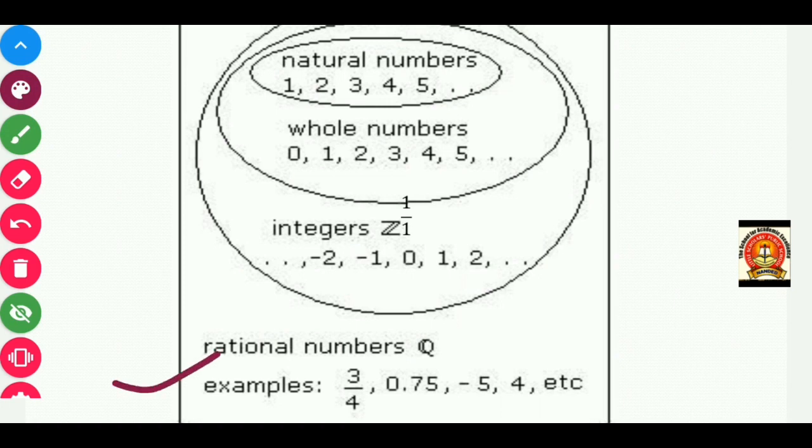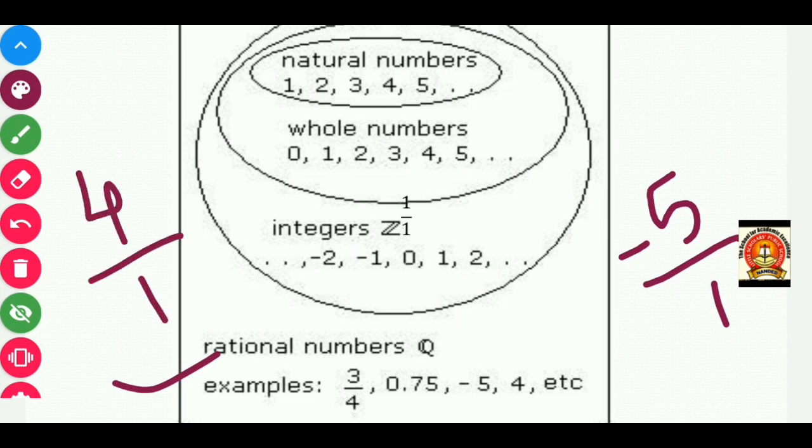You can present rational numbers in the form of decimals also. Like here, the example 3 by 4 is there, 0.75 which is a decimal, you can write 75 upon 100. Minus 5 is also a rational number because you can write minus 5 upon 1, which is minus 5 itself. You can say 4 is also a rational number because you can represent it as 4 by 1. Here p is 4 and 1 is q. The condition to be a rational number is that the denominator should not be equal to zero.